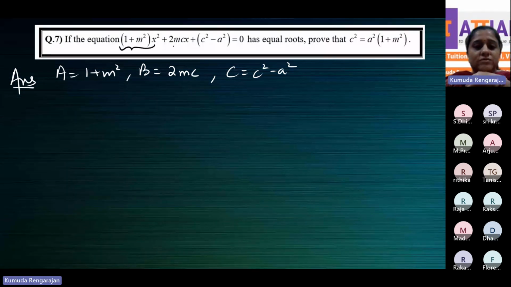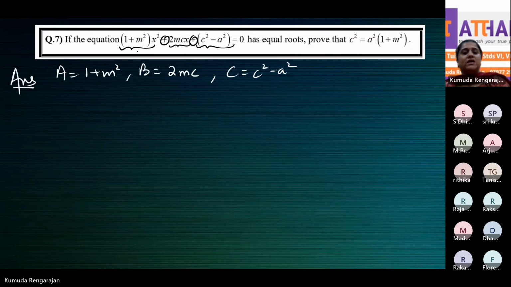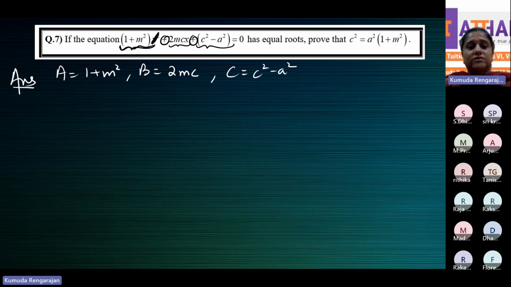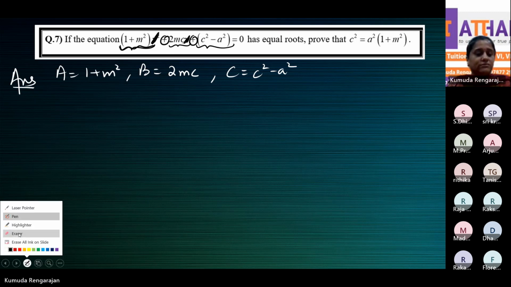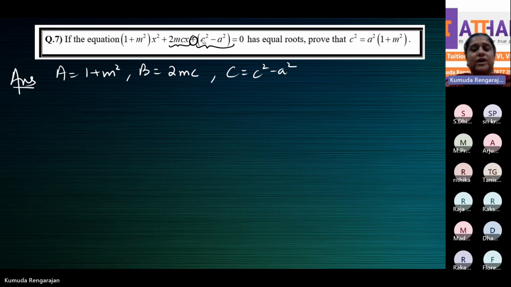This is the first term. This is the second term. This is the third term. You can see the separator plus, plus. So this is the first term. Take out this x square. So this is A. Second term, take out the x. This is B. And this entire thing is C. So we identified the expressions for A, B, and C.